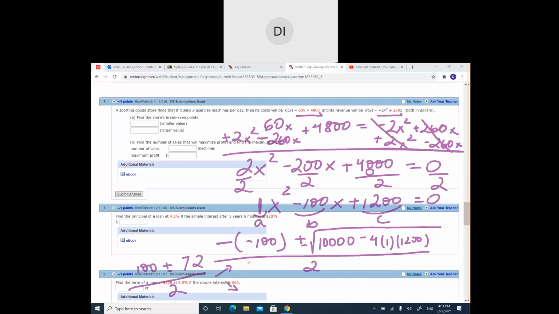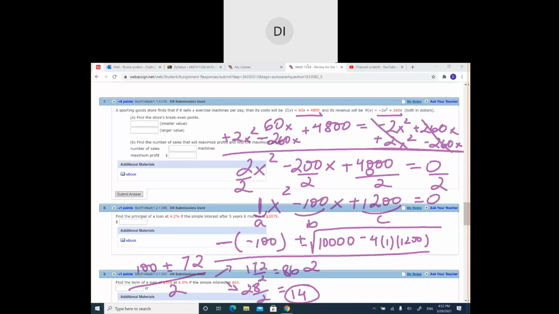So when you do plus, it's going to be 172 divided by 2. And when I do minus, what is 100 minus 72? That's 28 over 2. So that's how you're going to get the 2 answers. 14 is down here. And 172 divided by 2 is going to be 86. So these are the 2 break-even points.